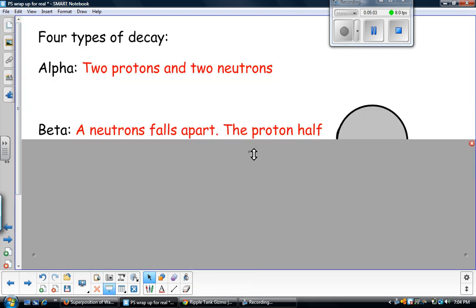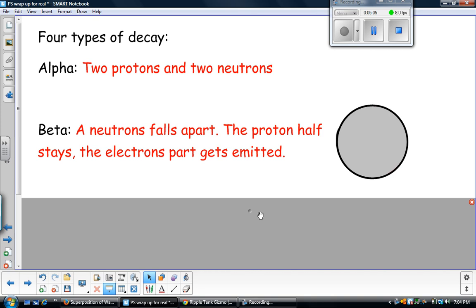Another kind of radiation is called beta decay. This one is a little bit more complicated. Let's pretend that this circle right here is a neutron. Well, a neutron isn't really what you think. A neutron is actually composed of two different things. Let's think about this for a minute.